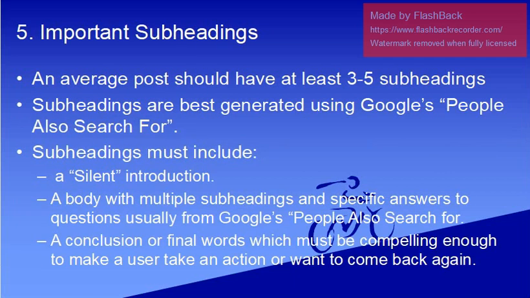Now, about subheadings. An average post should have at least 3 to 5 subheadings. They are best generated using Google's People also search for, as I discussed earlier. The subheadings must include a silent introduction. A silent introduction in this case is an introduction which you write for a post without really writing "introduction".